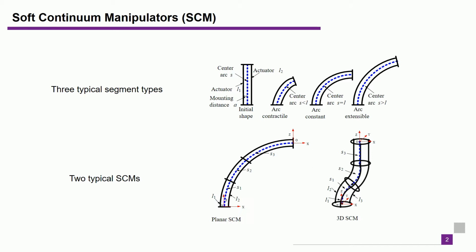SCMs normally consist of flexible segments in series and are driven by pneumatic or carbon actuators. According to the literature, SCM segments can be divided into three typical types. Their center arc can contract, extend, or keep constant, depending on the number of soft actuators arranged in parallel. There are two typical SCMs, the planar SCM and the 3D one.